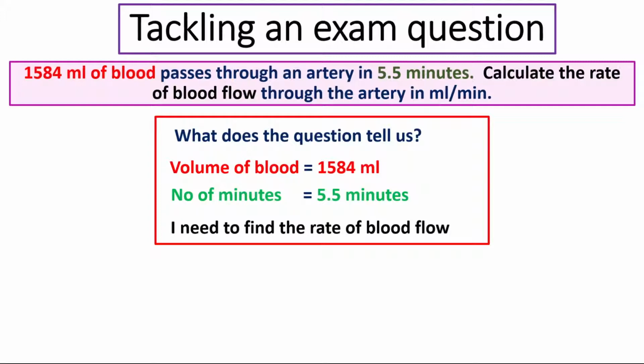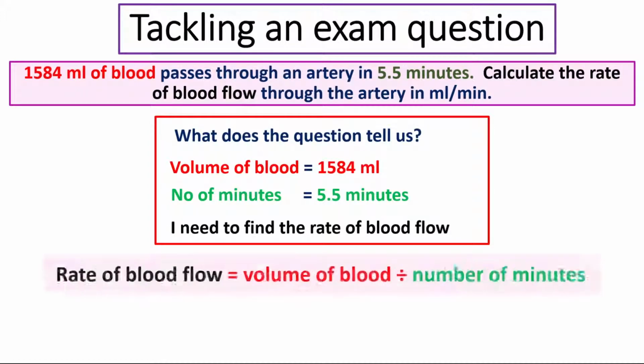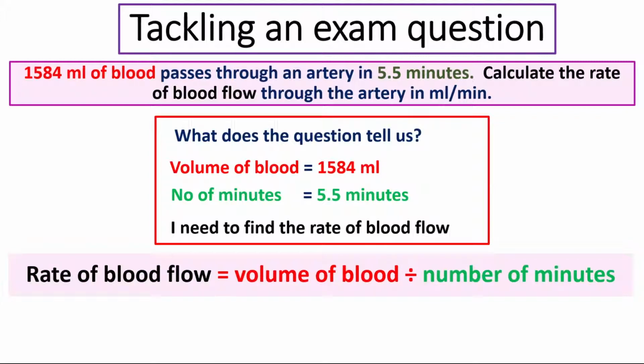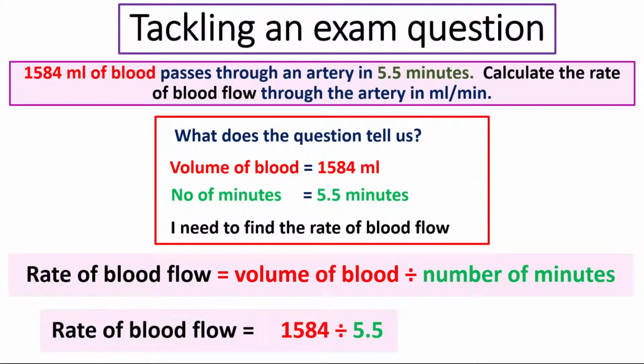The equation I need to use is rate of blood flow equals volume of blood divided by the number of minutes. So the rate of blood flow equals 1,584 divided by 5.5. Do the maths, and it equals 288 millilitres per minute.